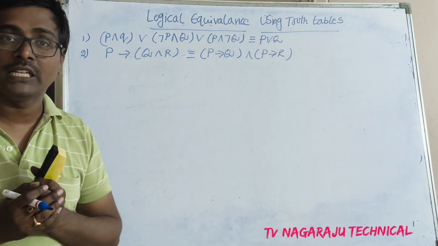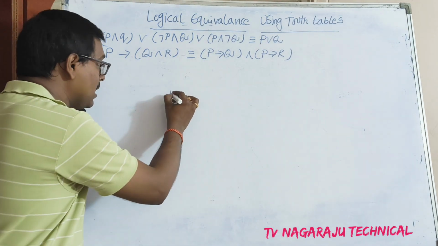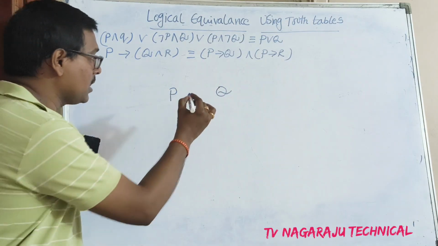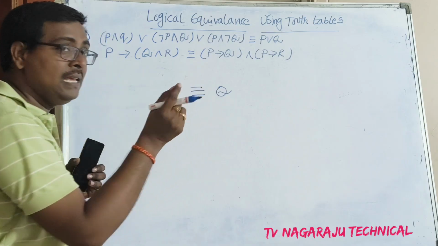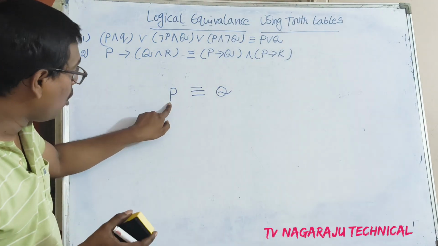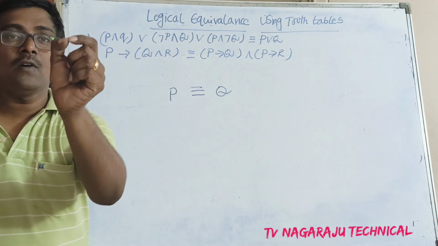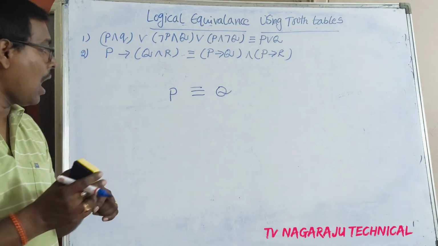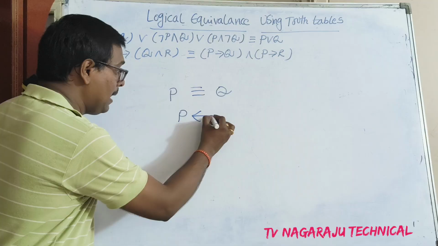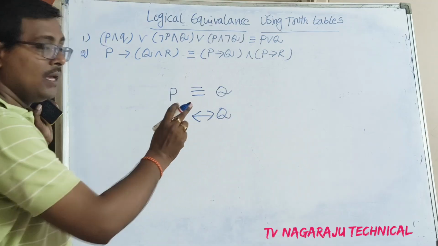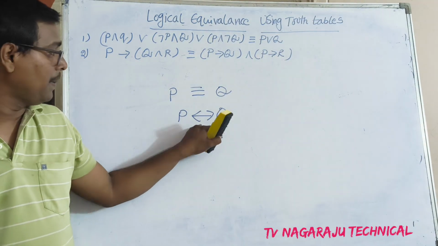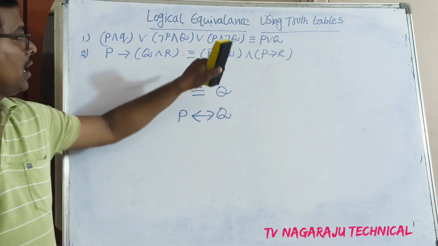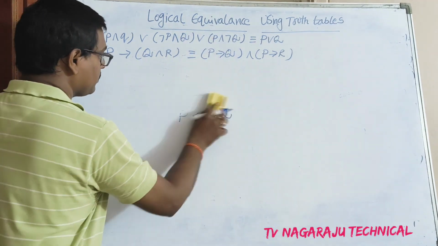When you say that two expressions are logically equivalent, suppose P is one expression, Q is another expression. They are logically equivalent if both have the same set of truth values for every combination of their truth variables, or P biconditional Q is a tautology. You can check any one. Now we will prove this one.